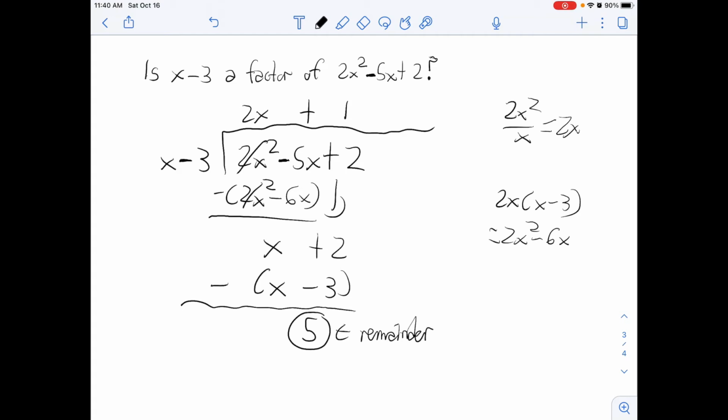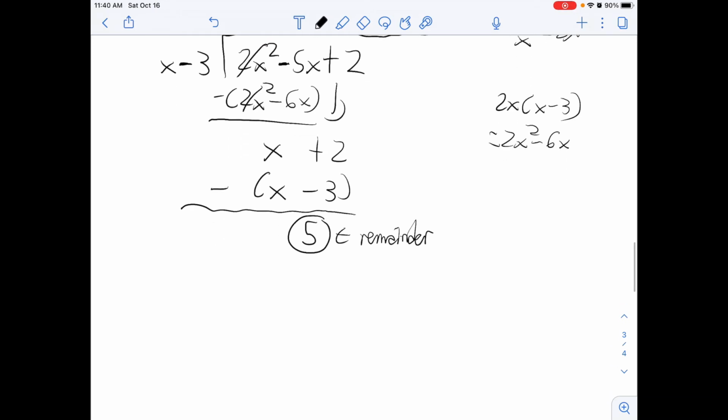And so we can see that the remainder is not equal to 0, and we said earlier that if the remainder is not 0, then the binomial is not a factor of the polynomial. And so in this case, the remainder is 5 and not 0, so therefore x minus 3 is not a factor of the polynomial 2x squared minus 5x plus 2.